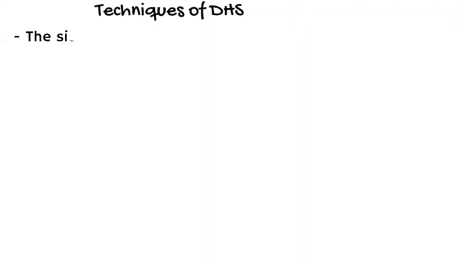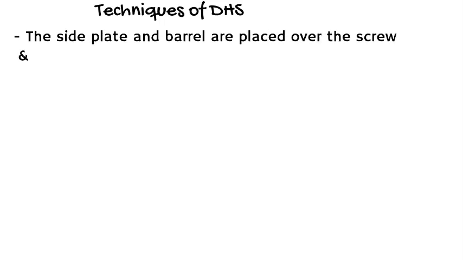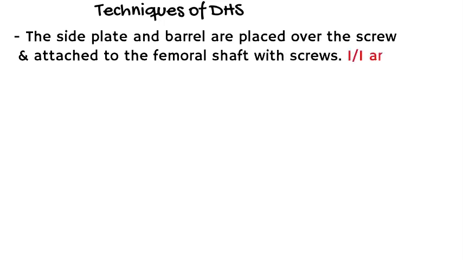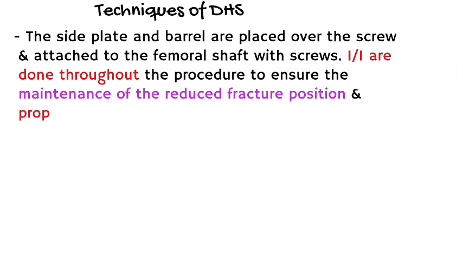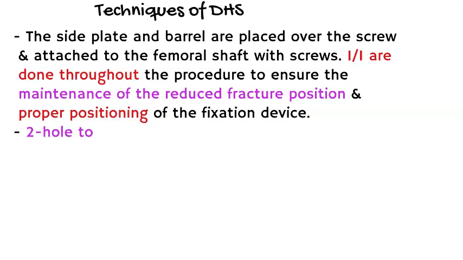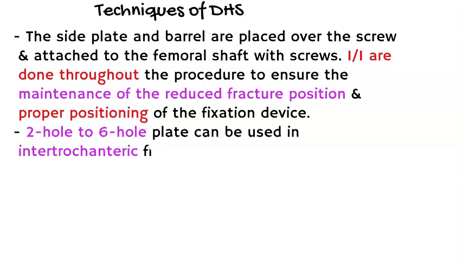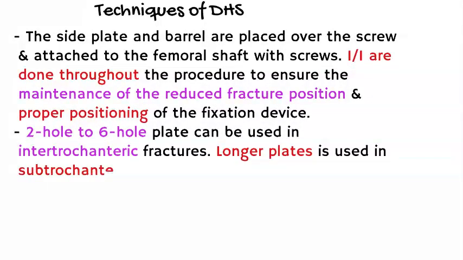The side plate and barrel are placed over the screw and attached to the femoral shaft with screws. Image intensifiers are done throughout the procedure to ensure the maintenance of the reduced fracture position and proper positioning of the fixation device. 2-hole to 6-hole plate can be used in intertrochanteric fractures. Longer plates are used in subtrochanteric fractures.